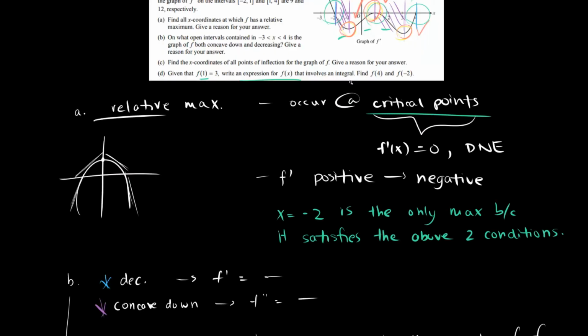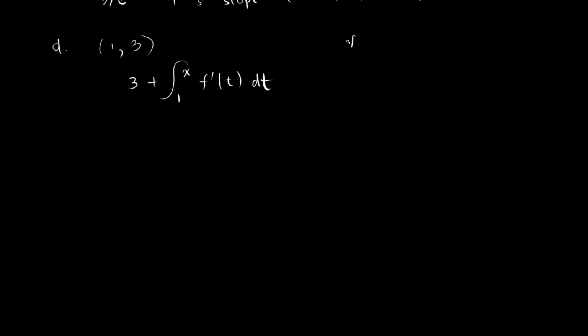Now the second part of the question asks us to use this expression to find f of 4 and f of -2. Now all we need to do is plug in 4 for x and -2 for x. So let's use magenta for 4, and we'll pick a nice dark blue for -2. So f of 4 is modeled by the initial condition 3 plus the definite integral from 1 to 4 of f prime of t dt.